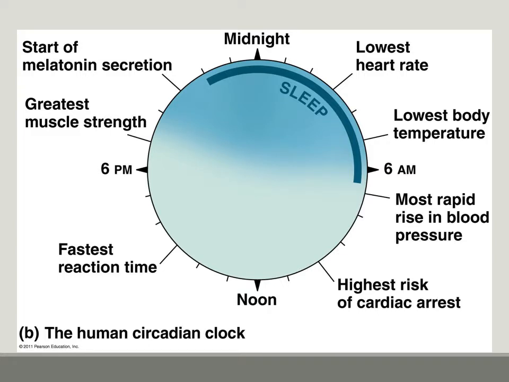In fact, there are a bunch of different things that are considered to be part of the human circadian rhythm. Heart rate is dependent on time of day, as are body temperature, blood pressure, reaction time, and muscle strength. All of these things have very particular rhythms, and we consider those human circadian rhythms.